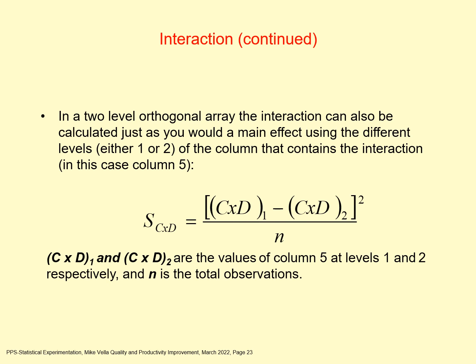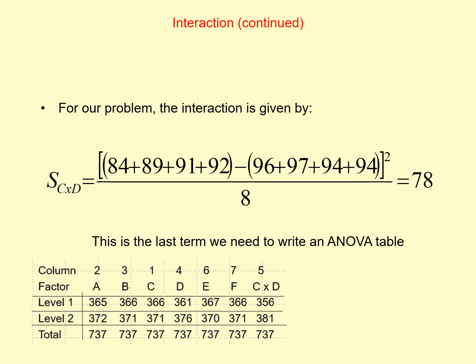In a two-level orthogonal array, the interaction can also be calculated just as we have calculated the main effects, using the levels, either 1 or 2 of the column that contain the interaction. In this case, if you look back in column 5. So our calculation for interaction would be those items found in the C and D column, that would be column 5, 84 plus 89 plus 91 plus 92 minus the 96, 97, 94, 94, or the difference between 356 and 381 squared divided by 8 is 78. So that's our sum of squares for our interaction.